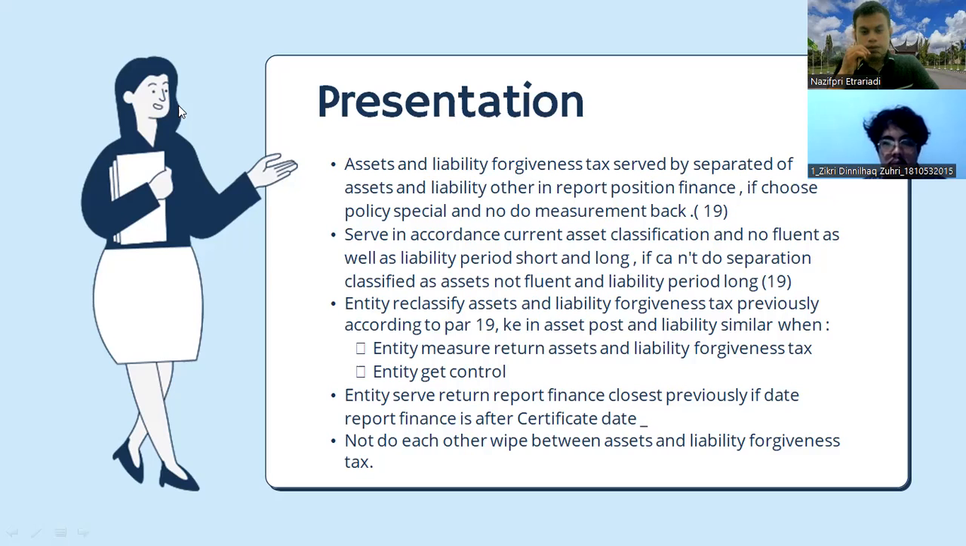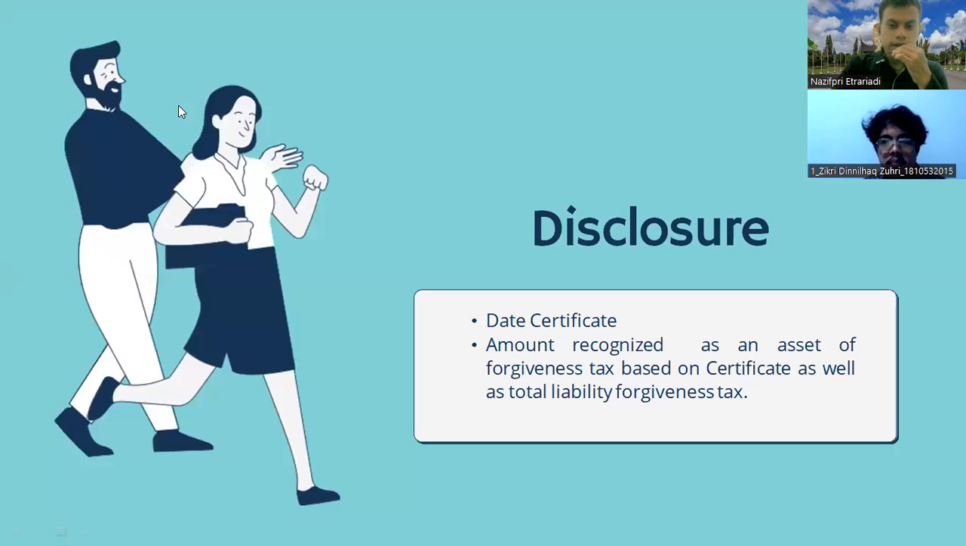Entity serves return of financial statements previously if that financial statement is after the certificate date. Do not offset between asset and liability of tax forgiveness or tax amnesty. Disclosure in PSAK 70 consists of that certificate and among recognized as an asset of tax forgiveness, tax amnesty, based on certificate as well as total liability of tax amnesty.